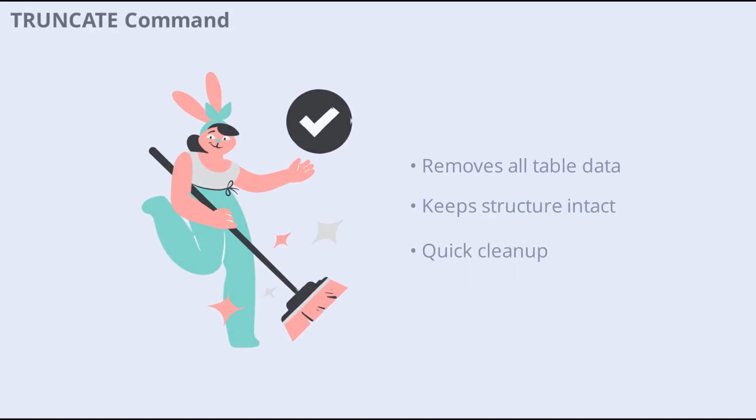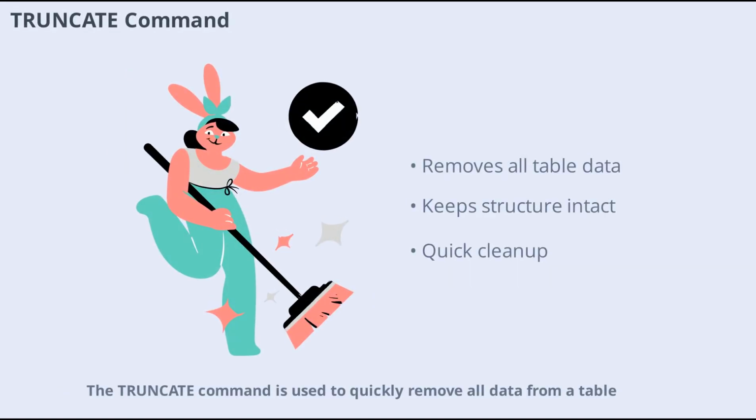The truncate command is used to quickly remove all data from a table, but it keeps the table's structure intact. This is useful when you want to clear out old records but plan to reuse the table for new data. Unlike drop, truncate doesn't delete the table itself, just its contents.